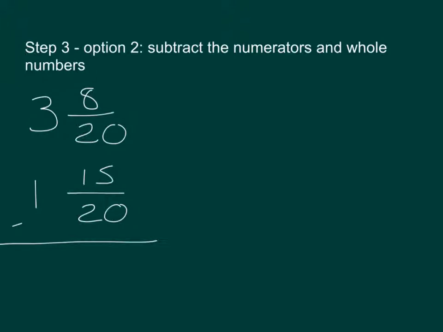We have 3 and 8/20, take away 1 and 15/20. And the first major problem is we can't take away 15 from 8. So in this case, just like we've done at other times in other years, we can borrow. So when we're borrowing, we're going to borrow from this whole number 3. Okay, so we're going to borrow from the 3.